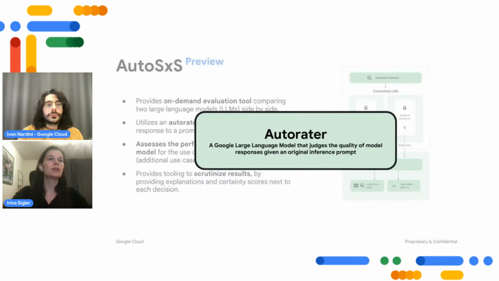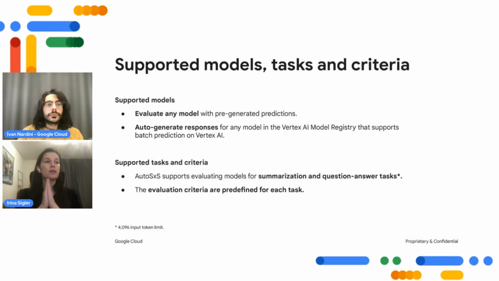So let me go forward. Today, the service works for summarization and question answer tasks. We're working on expanding that, but how you can see the product today is that we have specific raters that evaluate performance on a specific task based on a number of criteria that you can see in our documentation and that I will bring up in the slides. So at this moment, auto side-by-side will work for summary and QA, and we're expanding that to also capture more tasks.